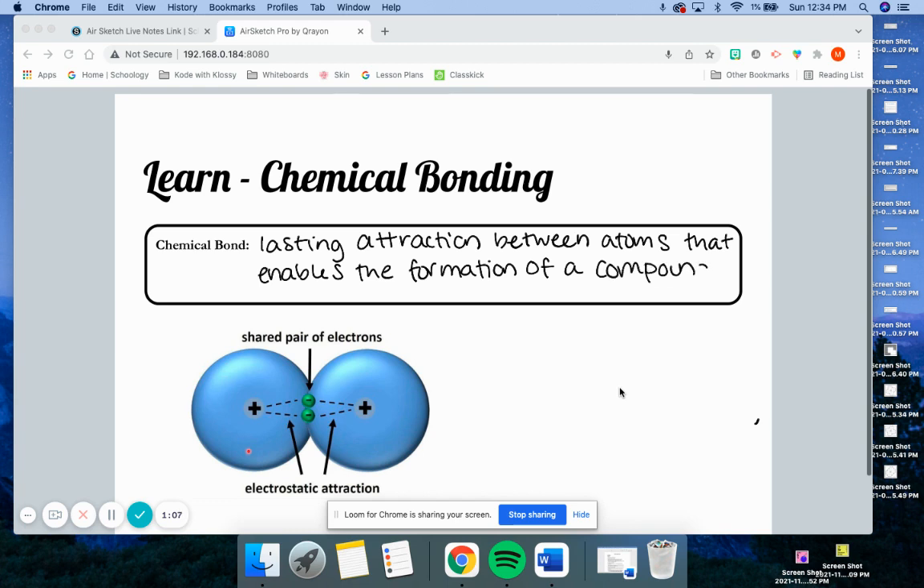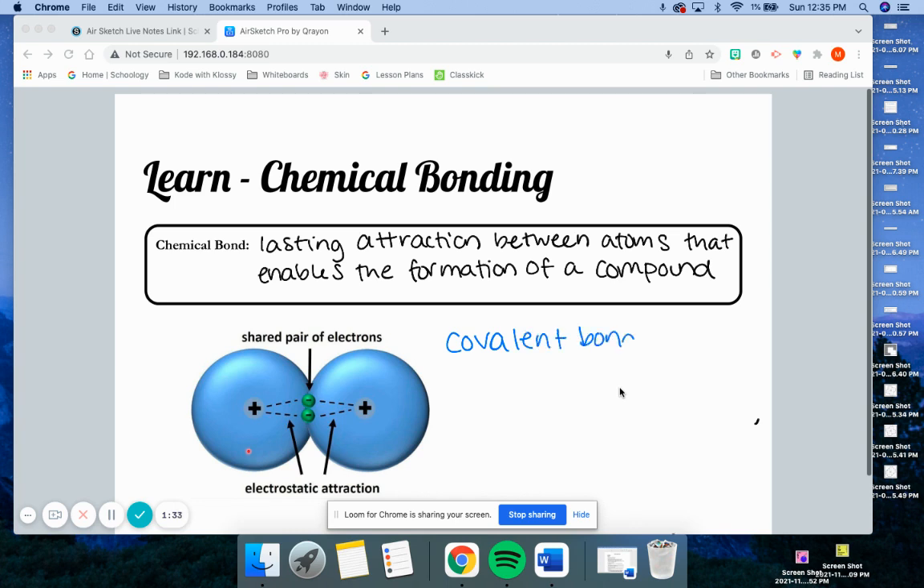We haven't learned yet in chemistry about types of attractions that do not enable the formation of a compound, but we'll get to those later in the year. The forces of attraction between atoms in chemical bonding need to be so strong that the atoms are physically held together. We then took a look at this example, which is an example of something that we call covalent bonding.